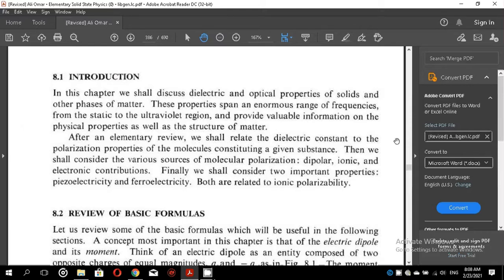So after an elementary review, we shall relate the dielectric constant to the polarization properties of the molecules constituting a given substance. Then we shall consider the various sources of molecular polarization: dipolar, ionic, and electronic contributions. Finally, we shall consider two important properties, piezoelectricity and ferroelectricity. Both are related to ionic polarizability.